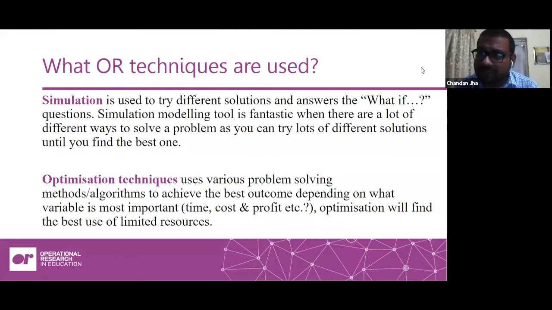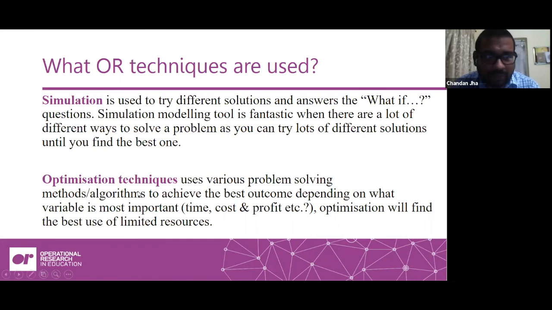So we consider various situations, find the feasible solutions, and then among those feasible solutions, select the optimal one, which is the best solution.